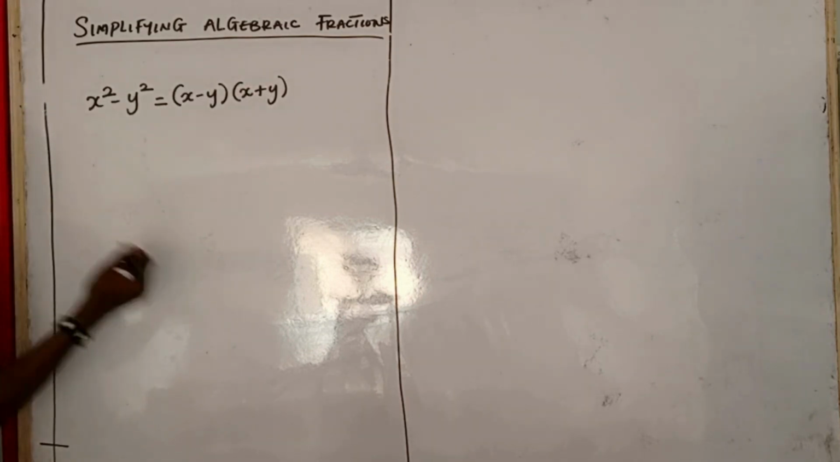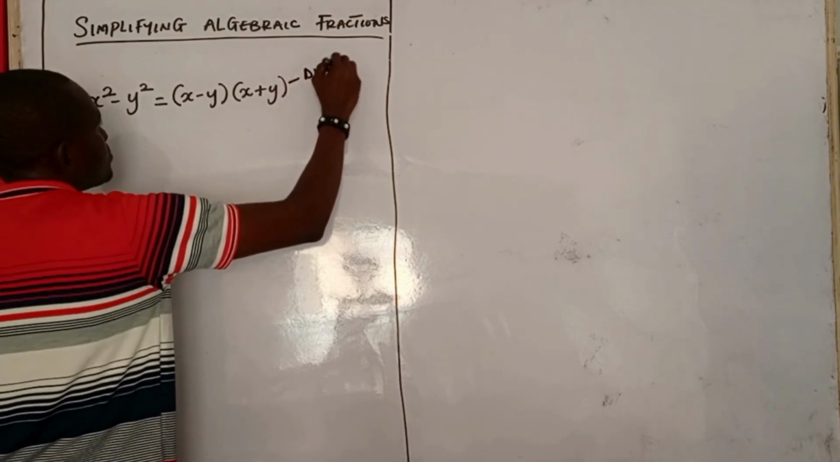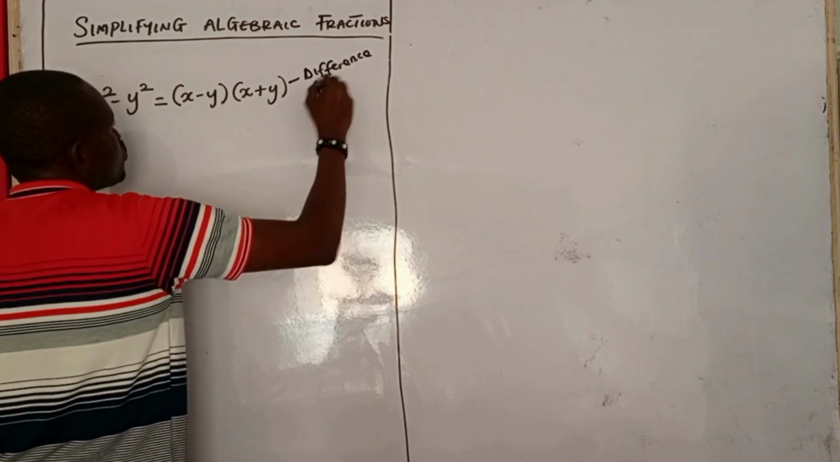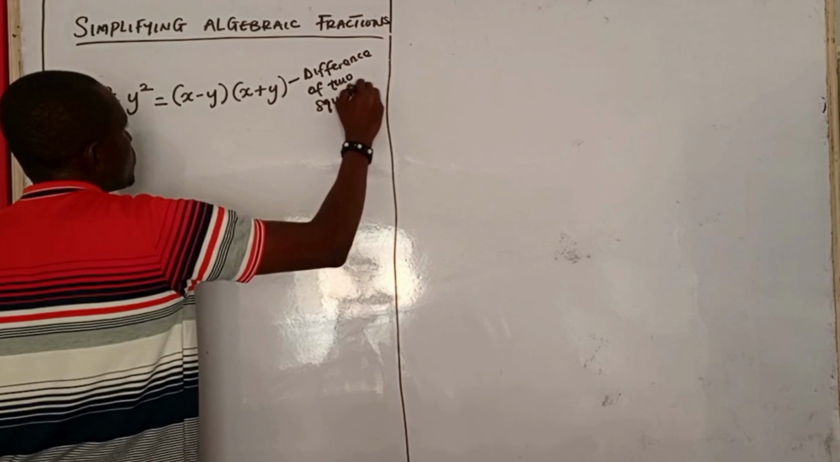Then the second aspect, so let's title this one difference of two squares. Difference of two squares. That's what we have here.